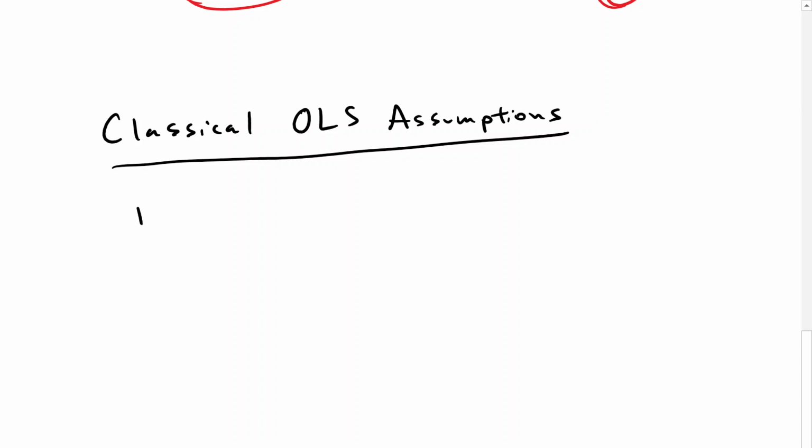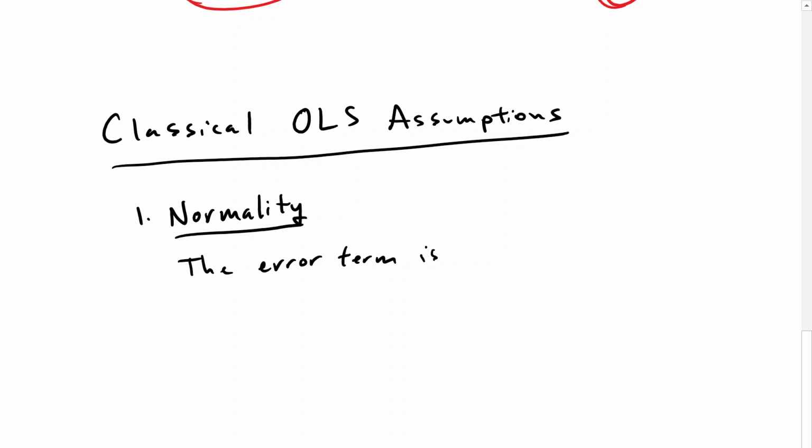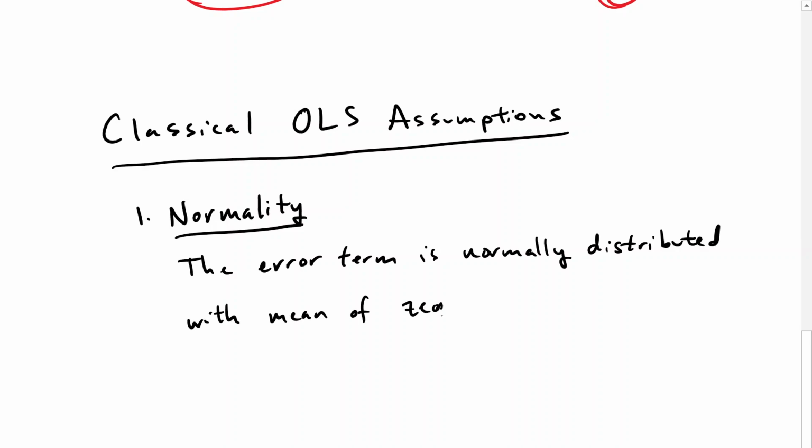Okay, so one, we're going to be assuming that there's normality in the error term. So the error term is normally distributed with a mean of 0. Okay, and all this is doing is that anything that we're not modeling can be left up to chance, and we're assuming that all of that randomness left over that we're not including directly in our model can be assumed normal.